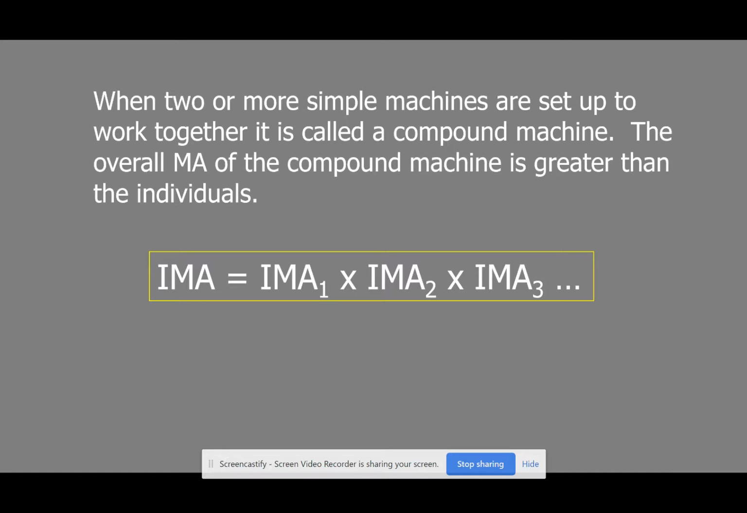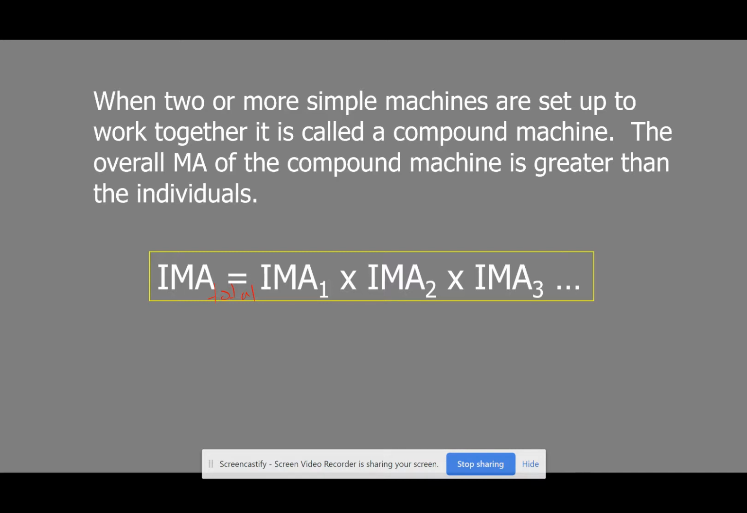So for compound machines, when 2 or more simple machines are set up to work together, it is called a compound machine. The overall mechanical advantage of the compound machine is greater than the individuals. So your IMA total for your setup is equal to IMA1 times IMA2 times IMA3. It's the product. You multiply your individual mechanical advantages together.